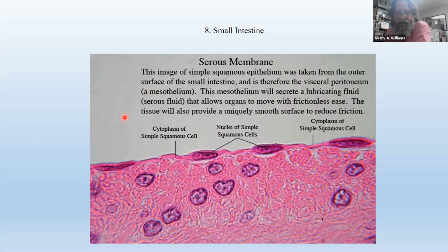Here it says this image of simple squamous epithelium was taken from the outer surface of the small intestine and is therefore a visceral peritoneum or mesothelium. That's another word for it. This mesothelium will secrete a lubricating fluid, serous fluid, that allows the organ to move with frictionless ease. The tissue will also provide a uniquely smooth surface to reduce friction.